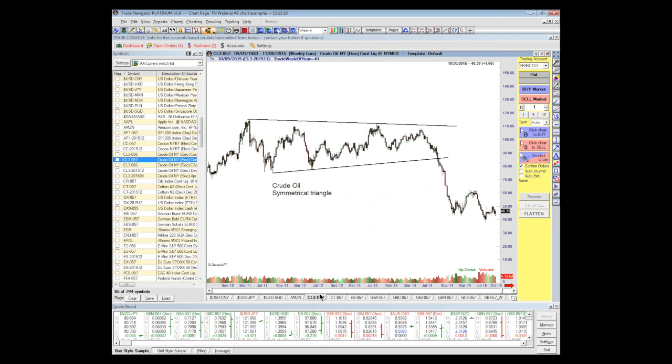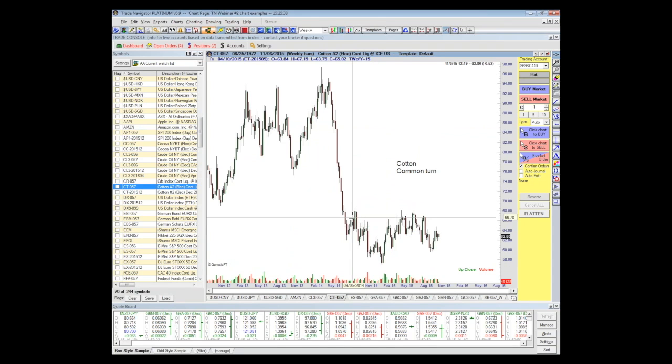Here's crude oil. This is a weekly chart and shows the massive symmetrical triangle top that developed in crude oil, that broke out late in 2014 and has resulted in cheap gas. I paid $1.57 at the pump the other day. I don't think prices are there anymore. Here's cotton. This is what's probably called a common turn. It hasn't completed yet. You can't really identify anything specific. It's just kind of lazily rolling around, and that's a common turn.